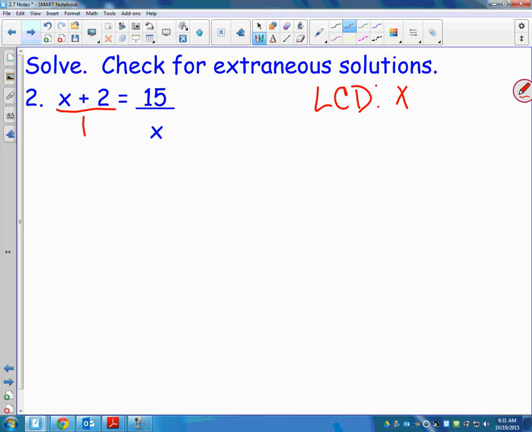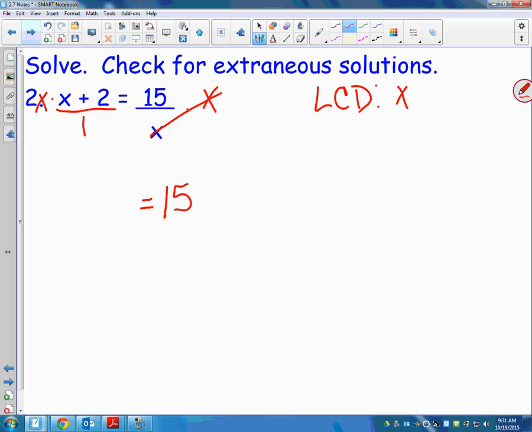So if you can find your common denominator and you multiply both sides by that, every time, no matter the problem, it should cancel out your fractions. And that'll work on this, right? If I multiply this side by x, I have to multiply this side by x to keep it balanced. So this side cancels out, and I get 15.